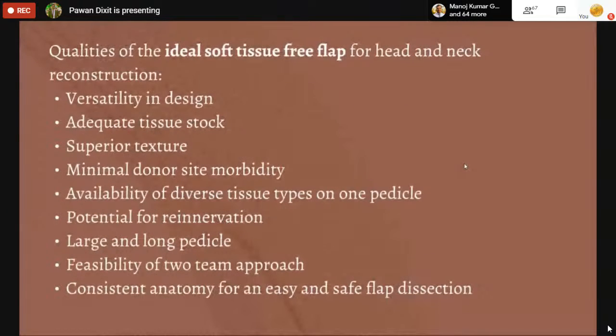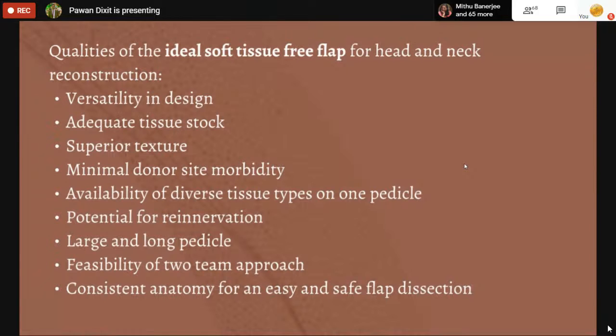Qualities of an ideal soft tissue free flap for head and neck reconstruction: the flap should be versatile in design. It should have adequate tissue stock. It should be of superior texture. It should have minimal donor site morbidity. Availability of diverse tissue types on one pedicle should be there.